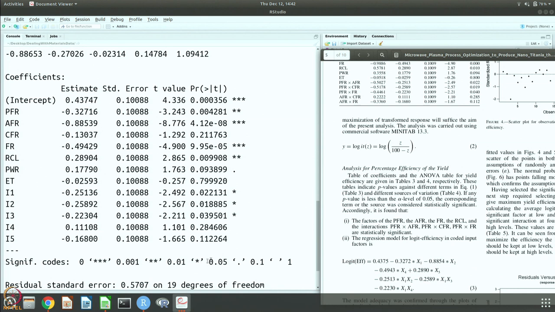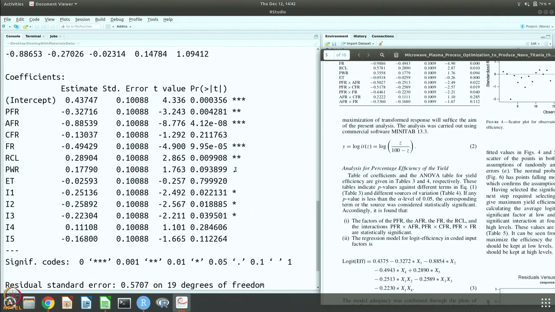So, the significance code indicates that with alpha 0.05 these 3 are significant. These 3 are significant, these 2 are significant even with alpha 0.01. So, obviously for 0.05 they are significant. So, that is the RCL and PFR, and then with 0.001 level of significance these 2, FR and the intercept and AFR are important. So, these 3 are important. And that is what is given now.